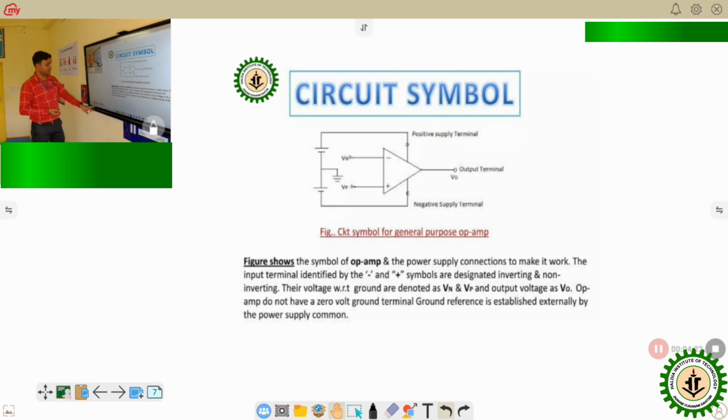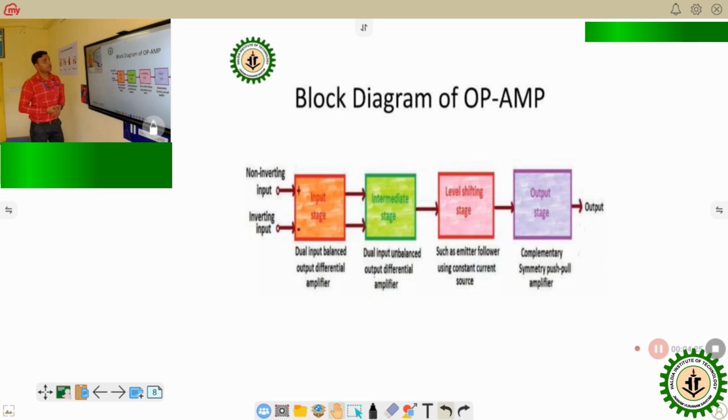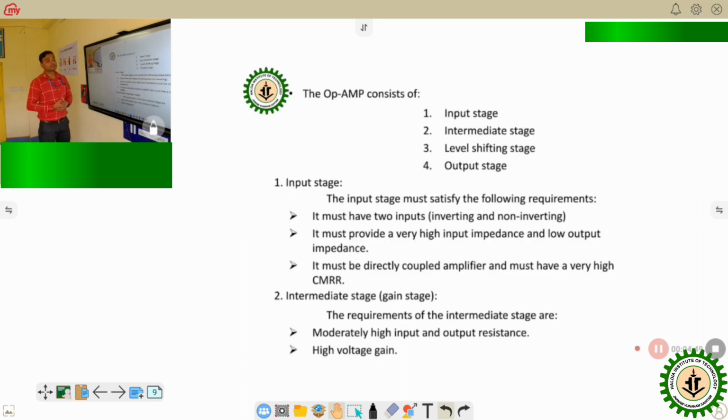The symbol is already shown. A block diagram of the op-amp is shown here. There are four stages: input stage, intermediate stage, level shifting stage, and output stage. These are the two inputs, inverting and non-inverting, and this is the output. In between there are four stages: input stage, intermediate stage, level shifting stage, and output stage.